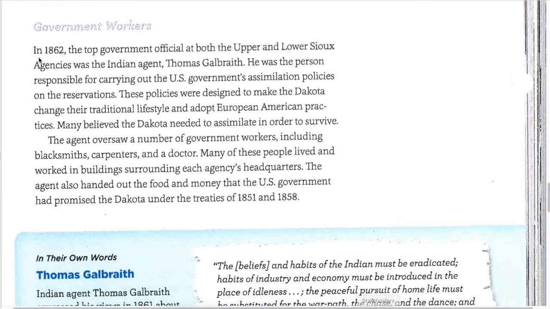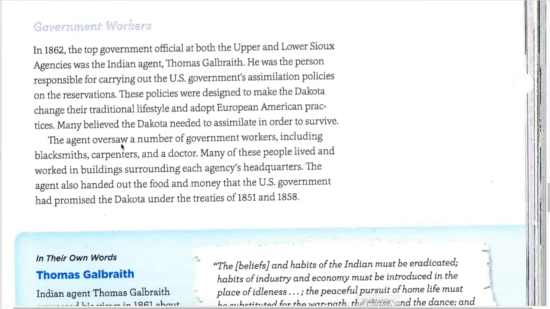Government workers. In 1862, the top government official at both the Upper and Lower Sioux agencies was the Indian agent Thomas Galbraith. He was the person responsible for carrying out the U.S. government's assimilation policies on the reservations. These policies were designed to make the Dakota change their traditional lifestyle and adopt European American practices. Many believed the Dakota needed to assimilate in order to survive.